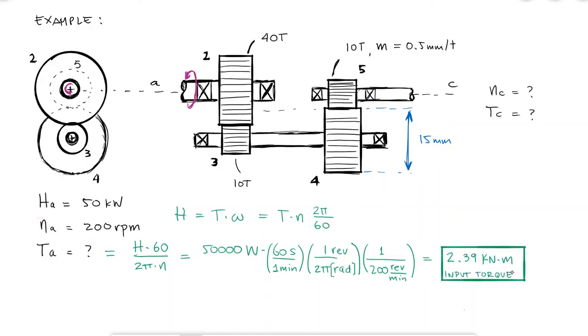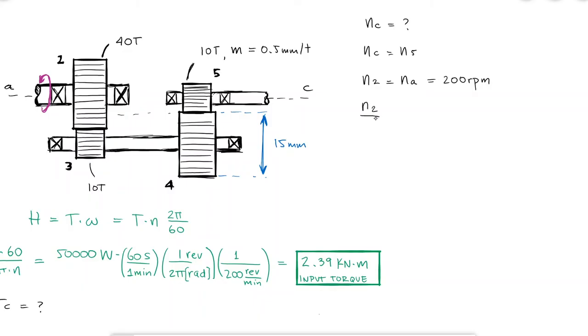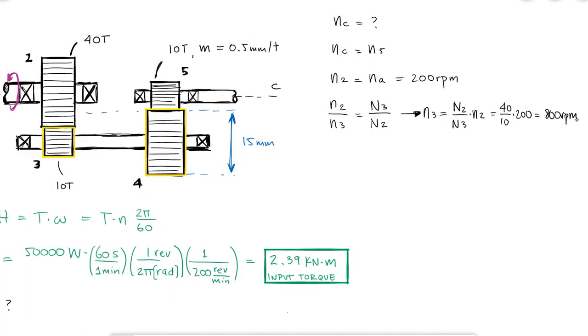To find the revolutions per minute of shaft C, which is the same as the revolutions per minute of gear 5, I'm going to need to know the revolutions per minute of gears 4, 3, and 2, and use the relationships we came up with today. I know gear 2 rotates at the same angular velocity as shaft A, and since I know the number of teeth of gear 2 and gear 3, I can use the relationship between revs per minute and number of teeth to find that gear 3 rotates at 800 revs per minute. Gear 3 and gear 4 are on the same shaft, shaft B, and therefore rotating at the same speed.